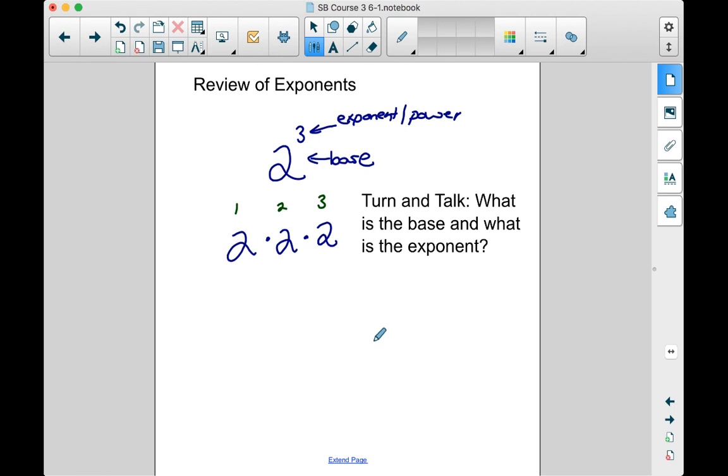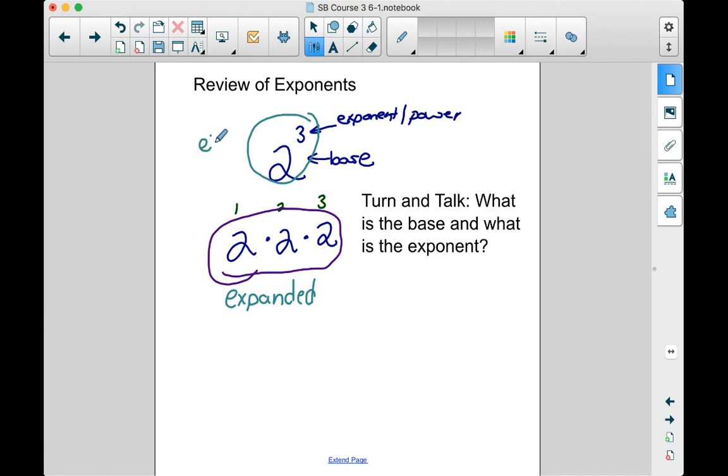Great. So now there's a couple other things that I just want to refer to. So we have a couple of forms. This right here, the way that I wrote everything out, when I wrote it out as 2 times 2 times 2, this is what we would have called the expanded form. And it's because I took the expression and I expanded it out to show exactly which operation I was doing. This form right here is what we would call the exponential form.